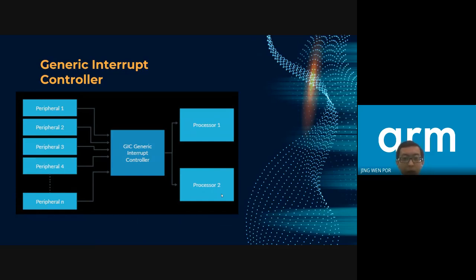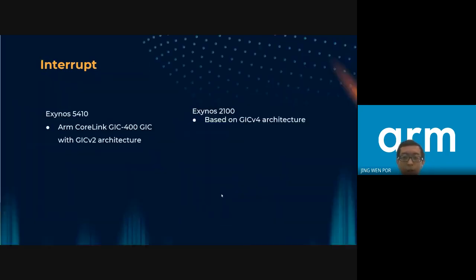The GIC that is used in Exynos 5410 is known as the ARM CoreLink GIC-400, which uses a GIC v2 architecture. It carries out interrupt detection, management, and also virtualization for the ARM version 7 architecture processor, with up to 8 cores and 480 shared interrupt configurations.